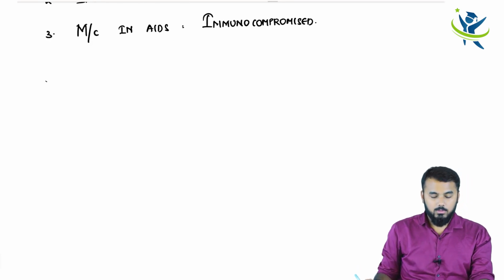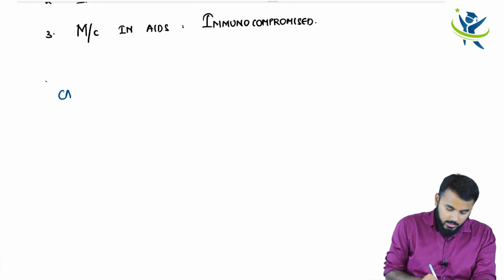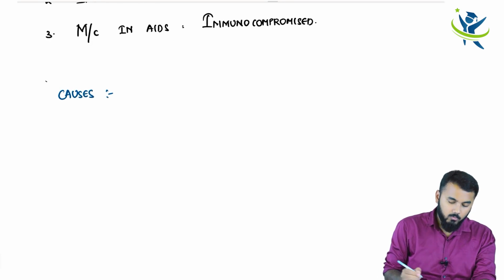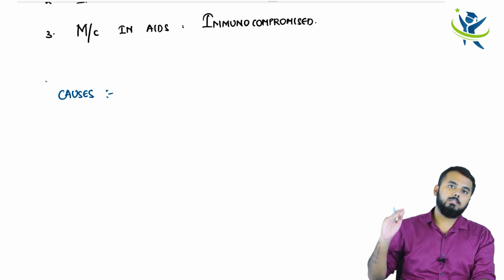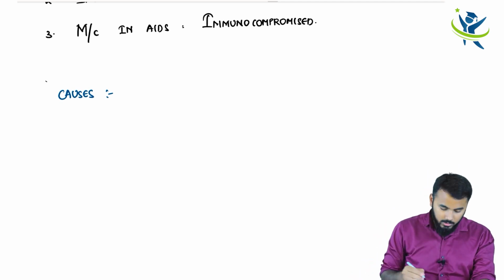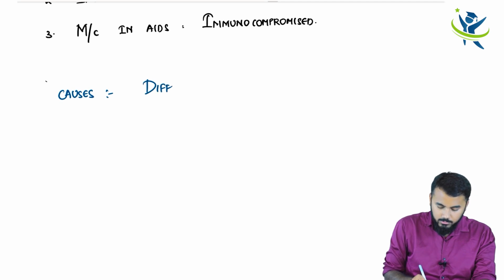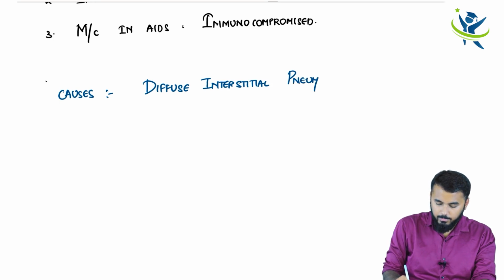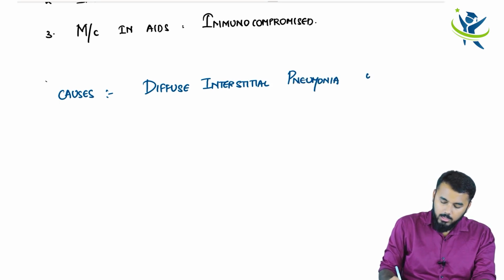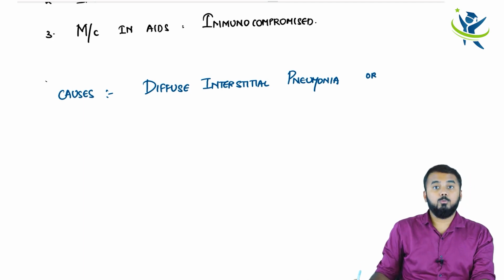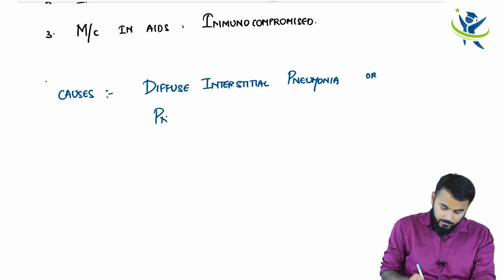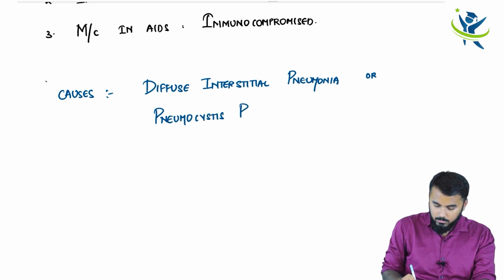Now, what does this Pneumocystis jirovecii basically cause? What kind of infection does it cause? It basically causes infection of the lung. What kind of infection? This is called diffuse interstitial pneumonia. Another name for this diffuse interstitial pneumonia is Pneumocystis pneumonia.